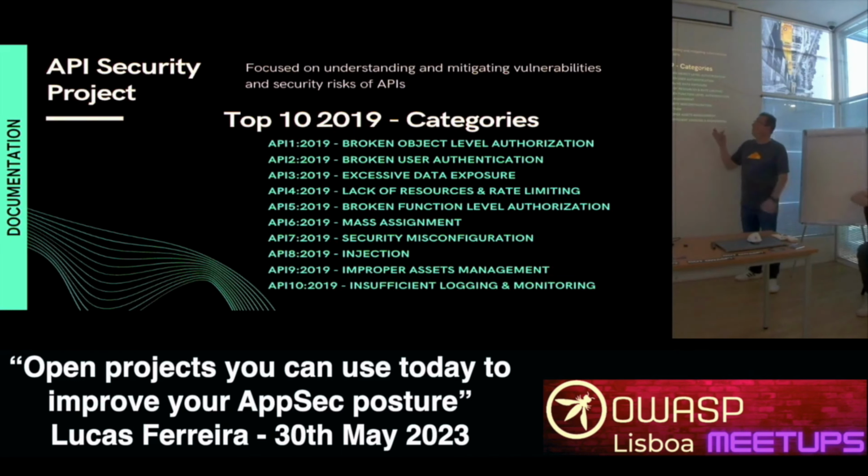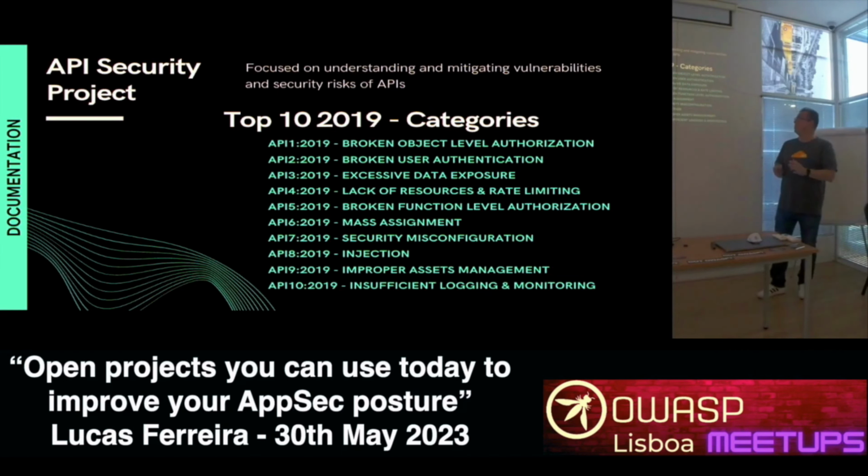Okay, next one is the API security project. The API security project developed another top 10. OWASP has many top 10s. We have the OWASP Top 10, the most famous one, and we have these specialized top 10s. This is one of them, a top 10 for API security. So it's going to talk about issues that are specific to API security. We're not going to talk about general application security anymore.